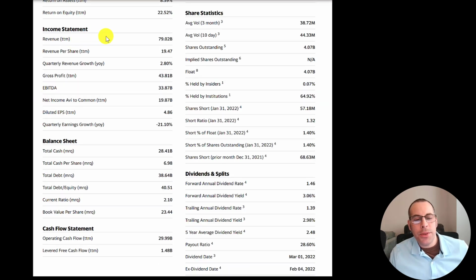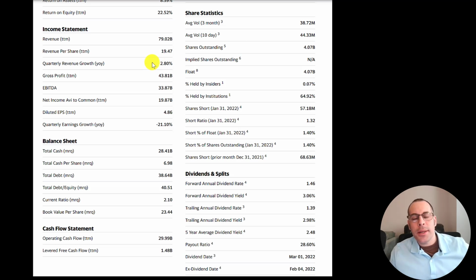This is their revenue for the trailing 12 months, which will be all of 2021. The revenue per share, which is revenue over shares outstanding. Their shares outstanding are 4.07 billion. Their quarterly revenue growth year over year is 2.8%.